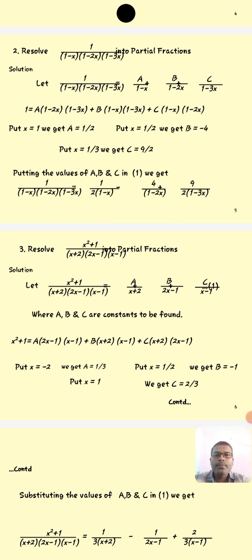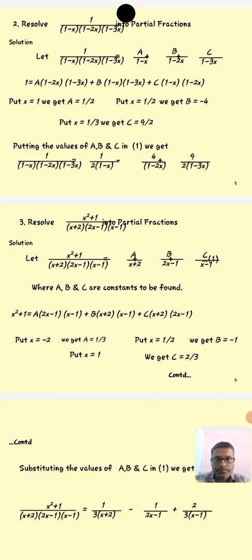(1 minus 3x) is equal to 1 by 2 of (1 minus x). Here what is the A value? 1 by 2. So that in the place of A we substitute 1 by 2, 1 by 2 into (1 minus x). In the place of B we substitute minus 4, that is minus 4 divided by (1 minus 2x) plus C is equal to what? 9 by 2. Then we have to substitute 9 by 2 into (1 minus 3x).